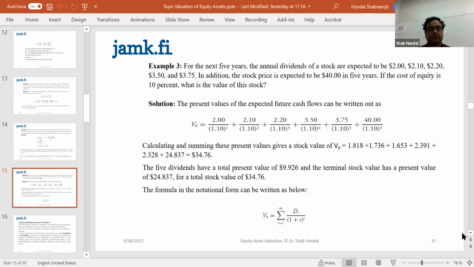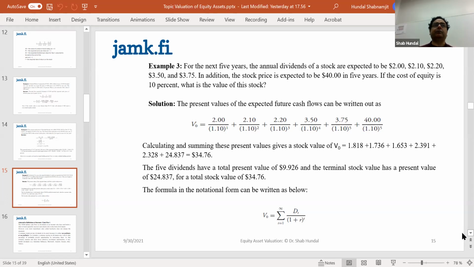There's one more. For the next 5 years, the annual dividends of a stock are expected to be 2, 210, 220, 350, 375. In addition, the stock price is expected to be $40 in 5 years, and the cost of equity is 10%. This is where CAPM comes into the picture. Make sense? What is the value of the stock?